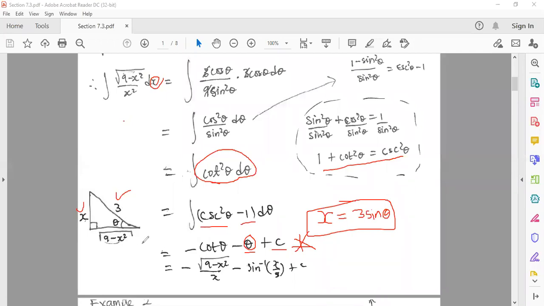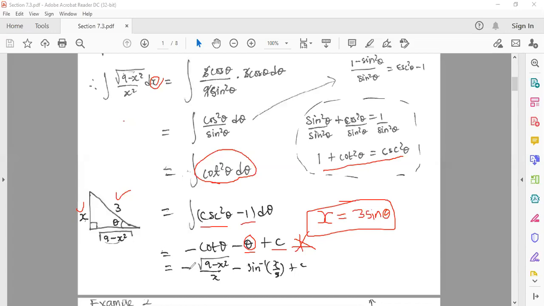If I solve for the adjacent, I apply Pythagoras theorem. You get square root of 9 minus x squared. The reason I'm doing that is because look here, I have a cot theta. I should be able to use this triangle to give cot theta in terms of x. Remember, cot is 1 over tan, which is equivalent to cos over sine. We already know that tan is opposite over adjacent. Therefore, cot is going to be adjacent over opposite.